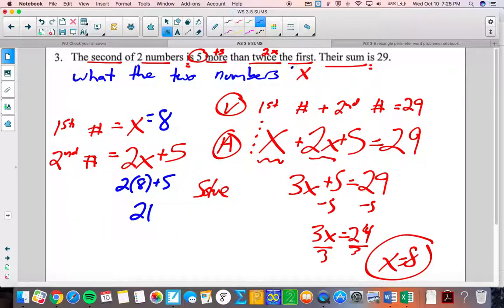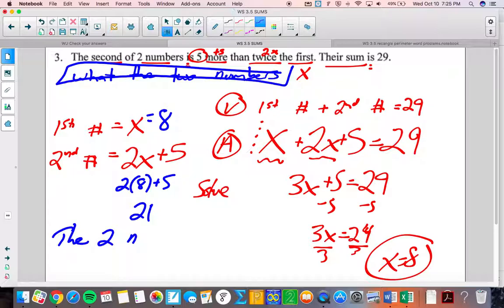So the question was, I forgot to box it, what are the two numbers? We can say that the two numbers are 8 and 21. An exclamation point. That was exciting.